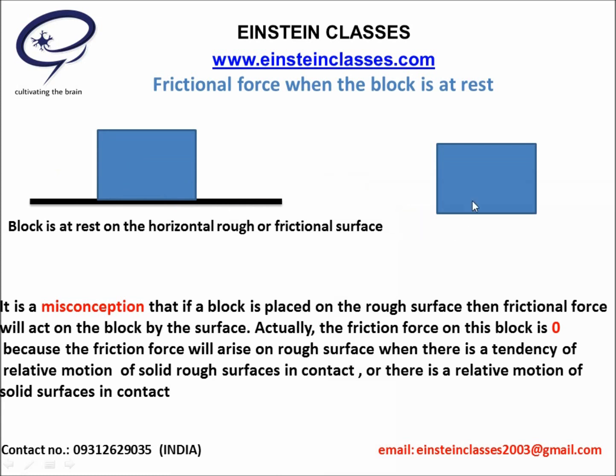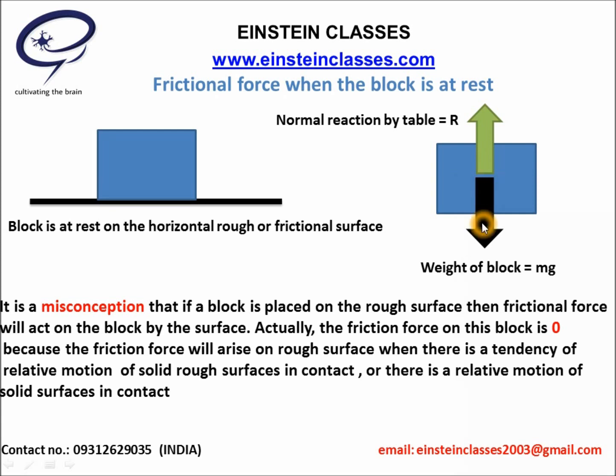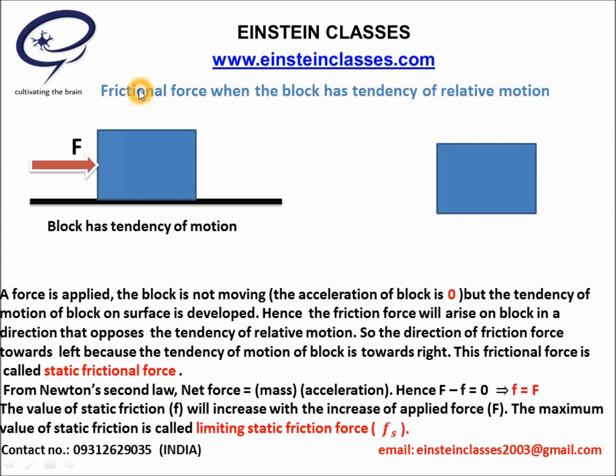The different forces which will act on this block are, the first one is the normal reaction, which is applied by the table, and it will act vertically upward. The next force will be the weight mg, which will be applied by the earth and it will act vertically downward, but the frictional force will not act on this block and the value of frictional force will be 0. Now take this another case.